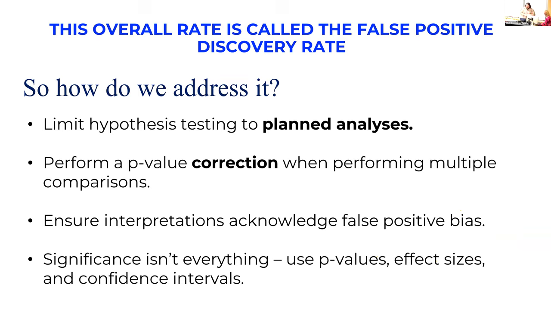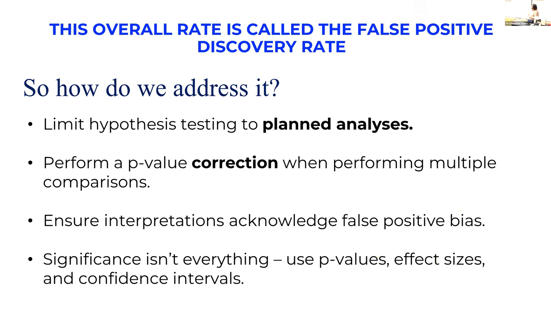All right, so how do we address it? Well, the first thing we can do is we can limit our testing only to what we call planned analyses. These are things that you set out from the start to test. We restrict our analysis to only testing those which are important hypotheses. And Marijka will talk about in a second p-hacking, which is when we don't do that, right? We can perform a p-value correction, particularly when we're performing multiple comparisons. We should ensure interpretations acknowledge the inflated false positive risk. If we're talking about our results and saying, look, we did 100 tests and got two significant results, maybe that's not as significant as what you think, right?